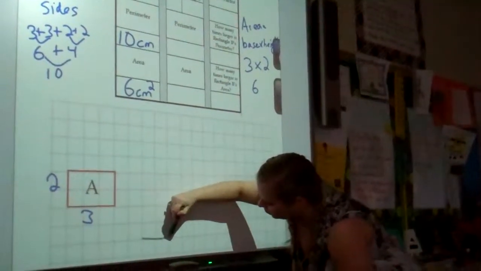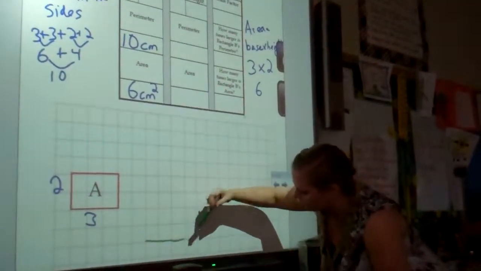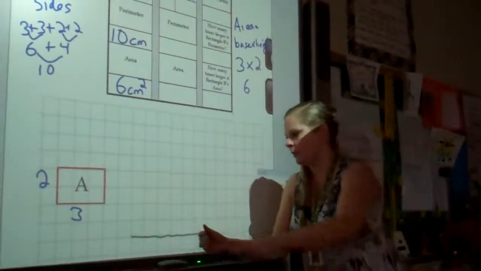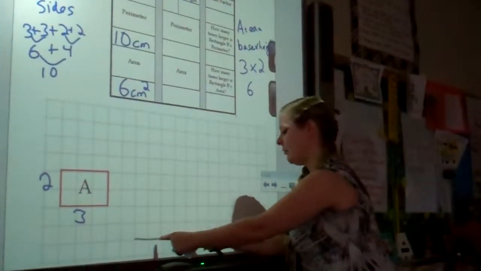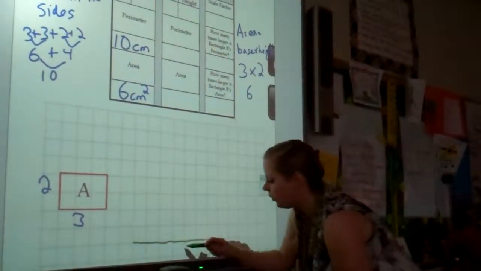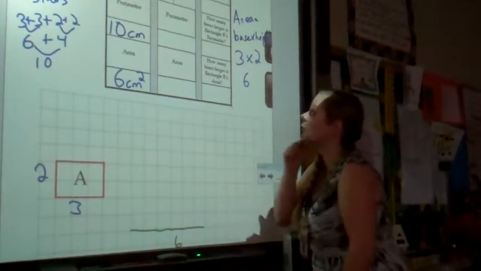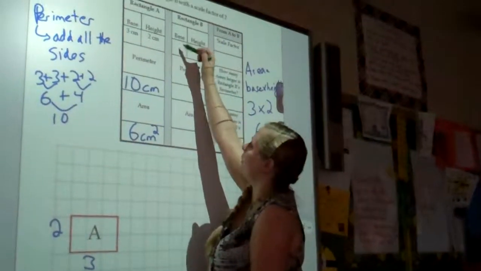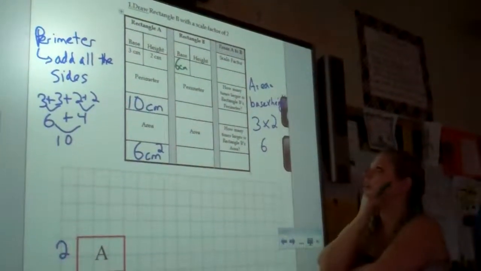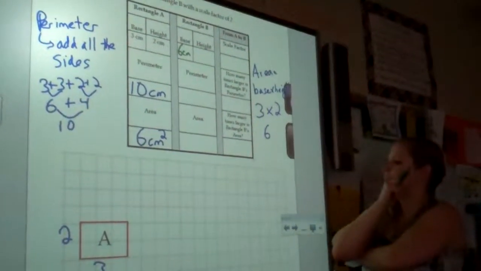I have 1, 2, 3. That would be one of the original. And another 1, 2, 3. That would be my original 1 time and my original 2 times. It's 2 times bigger. 1, 2, 3, 4, 5, 6. I'm going to label that. Oh, and it says here, base. Base is 6 centimeters. I'm going to remember my units. Okay, so I did my base.